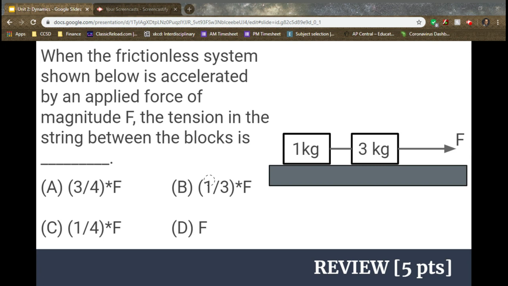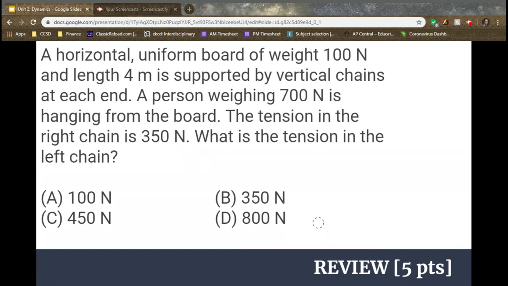The frictionless system shown below is accelerated by an applied force of magnitude F. What is the tension in the string between the blocks? And the correct answer is C. Here's another one.